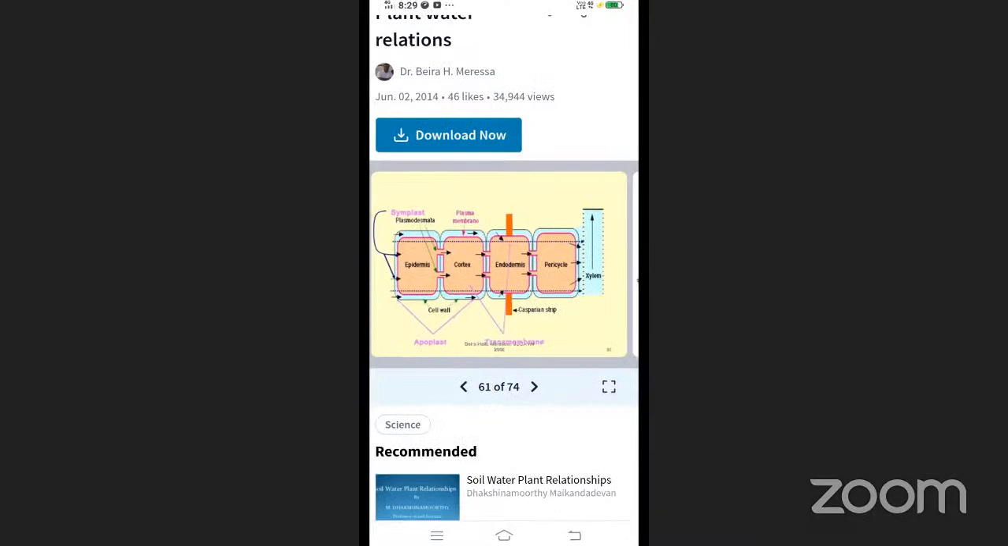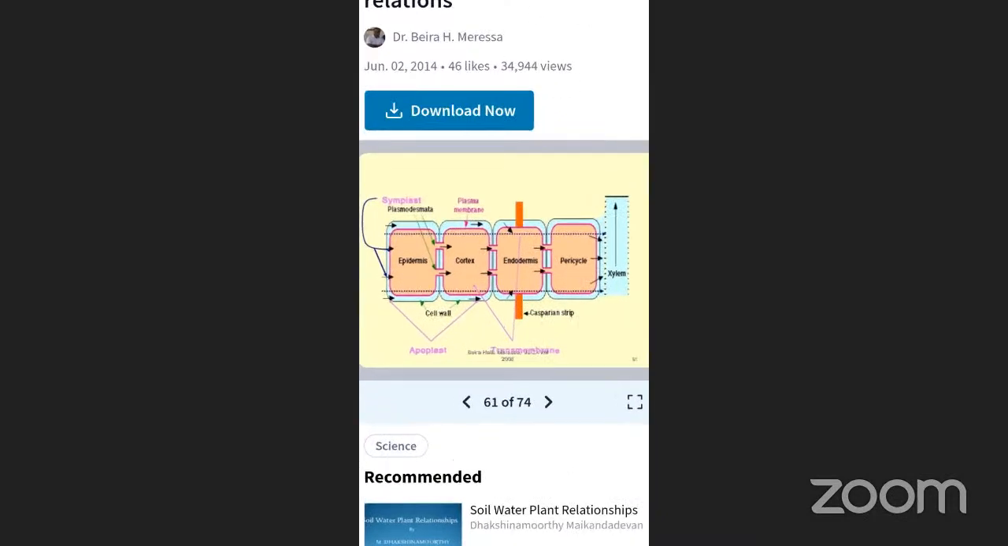So the next one is the absorption of the water. In this one, two types of pathways are there, that is the apoplast and symplast pathways.